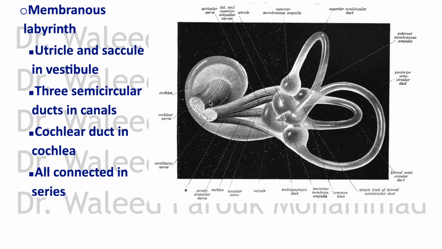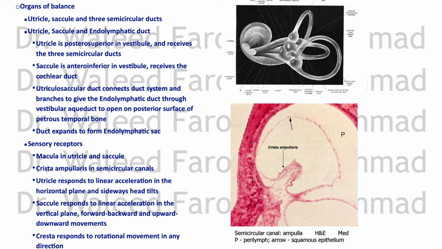The membranous labyrinth. We know that it's a continuous duct system, has a cochlear duct that fills the cochlea, has utricle and saccule that fill the vestibule, and has 3 semicircular ducts that end in an ampulla and fill the semicircular canals of the bony labyrinth. Now, the organs of balance. Balance means we're talking about the contents of the vestibule and the semicircular canals. That's the utricle, saccule, and the semicircular canal.